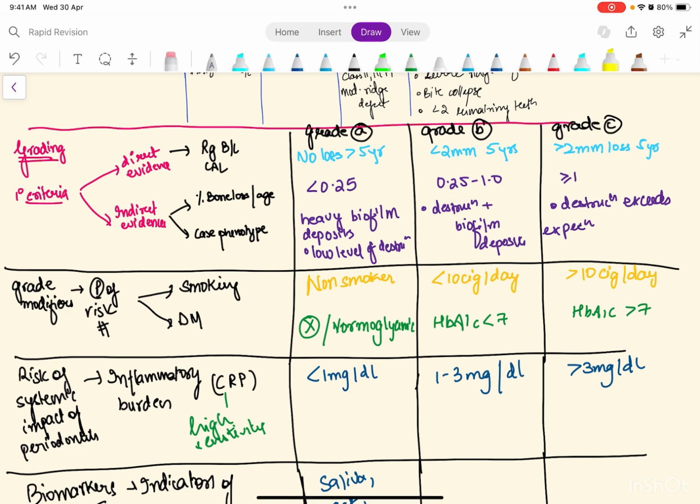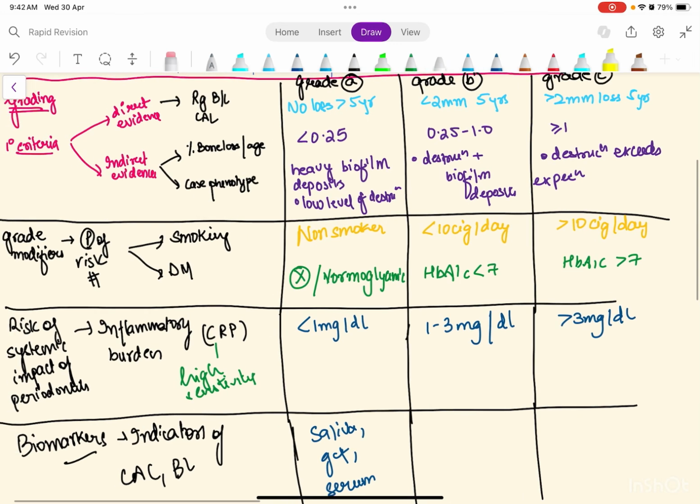Now, first of all, know that there are only 3 grades: A, B, C. In A, no loss in more than 5 years, then less than 2 mm in grade B, and more than 2 mm in grade C. Then percentage of bone loss over age is less than 0.25, then 0.25 to 1 in grade B, and more than 1 or 1 in grade C. Case phenotype is basically you have heavy biofilm deposits in all 3, but there's a difference in the destruction. In grade A, obviously, just common sense, you have low level of destruction, then in grade B you'll have more, and then in grade C it will be more than the expected bone loss destruction.